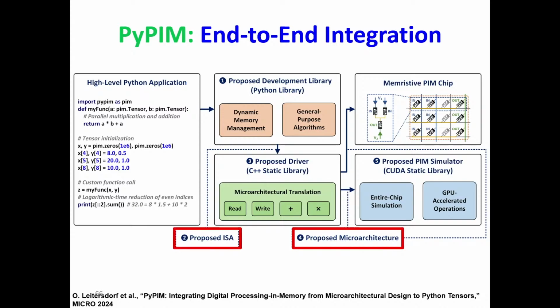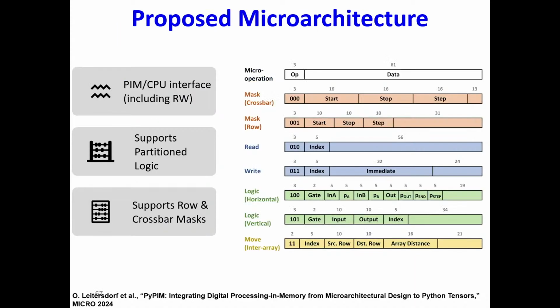So let's start with the instruction set architecture and the microarchitecture. For the microarchitecture, we basically support different micro-operations, starting from masking, so we can select and deselect different crossbars and different rows. So we don't necessarily need to do work on the entire memory, but you can, throughout those micro-operations, decide how to mask some of them.